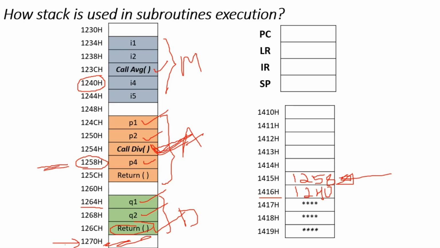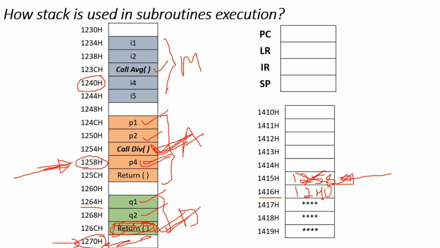So what the processor does: during every function call, the processor pushes the PC value into the stack, and during the return statement, the processor pops out the PC value from the stack and stores it in the PC. That means during the return statement in the divide function, the PC value is pointing to 1270. Now the processor comes to know that it is a return statement. The processor pops out the top value, that is 1258, and copies it to PC. Means PC now becomes 1258. So after execution of the return statement, the processor goes and fetches P4.